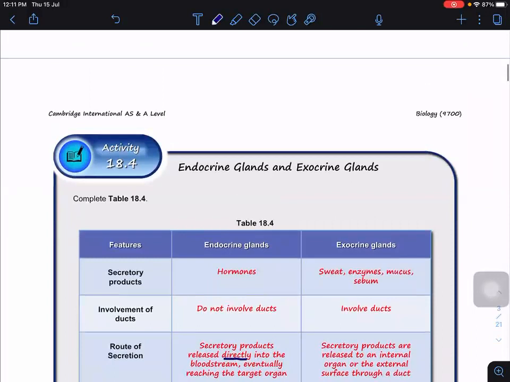But even though I use the word directly, it doesn't mean immediately. If this is the gland and this is the capillary, the secretions will enter into the tissue fluid and then straight away enter into the blood capillary. So this is endo. How about exo?